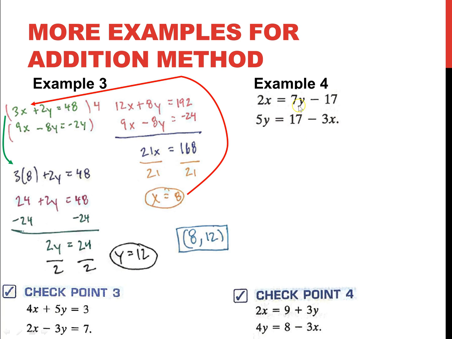Guys, I don't have everything neatly over here, all of the x and the y on the left-hand side. So what I'm going to do is move the y over by subtracting. That would be 2x minus 7y equals negative 17. And then I'm going to add this 3x to both sides, giving me 3x plus 5y equals 17.